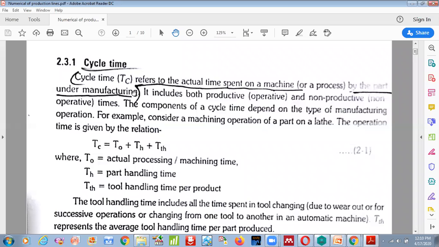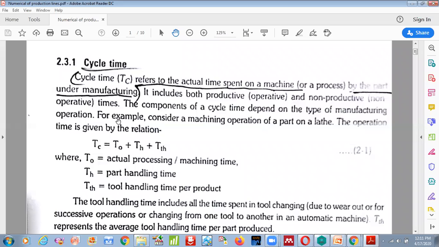Cycle time. What do you mean by cycle time? Cycle time is usually denoted by T suffix C, which refers to the actual time spent on a machine or a process by the part under manufacturing. Say, for example, irrespective of the flow of lines or assembly, whatever one element or raw material takes as the complete time to undergo a process, or the complete time taken by the machine to process this material to the next workstation, is called the cycle time.